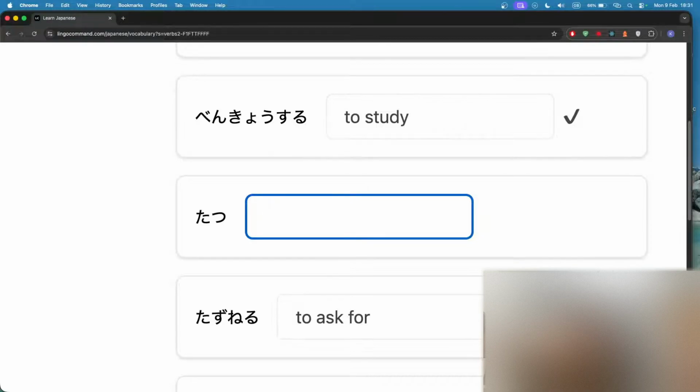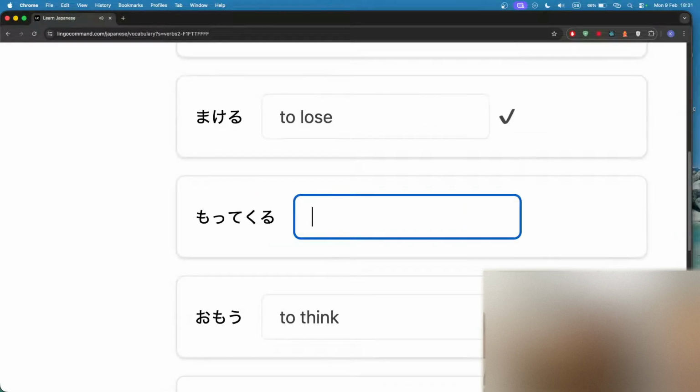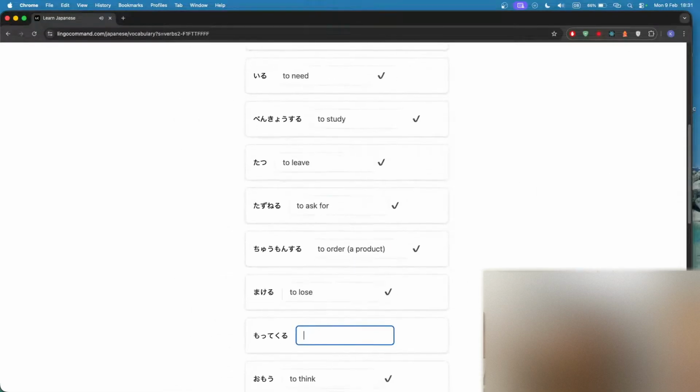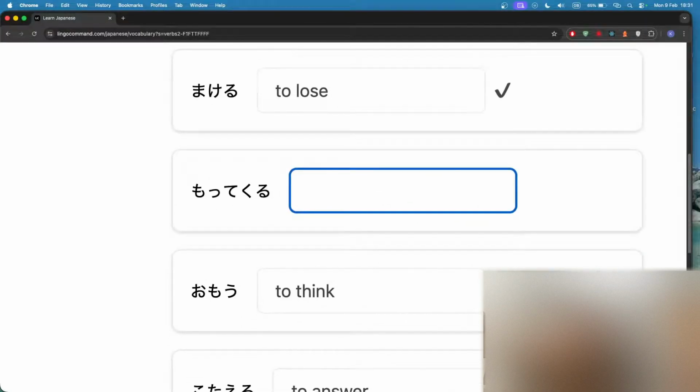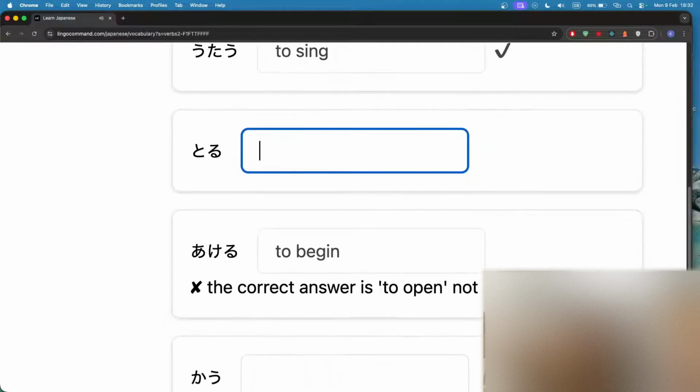What is tatsu? I think it's to leave. Yeah, okay. And mottekuru is to bring. Okay, we're getting somewhere. What is toru?